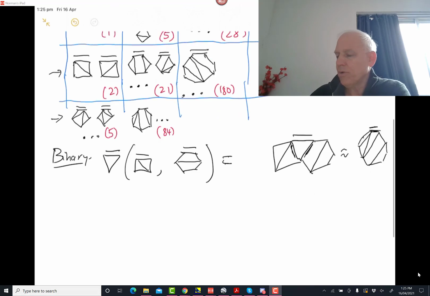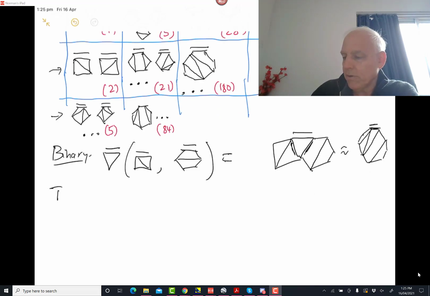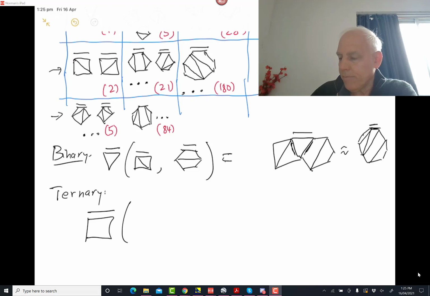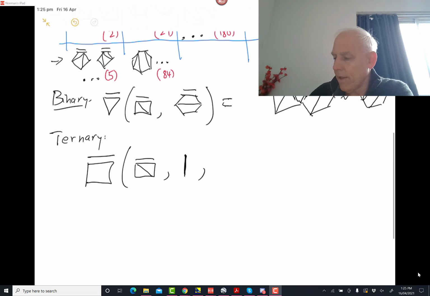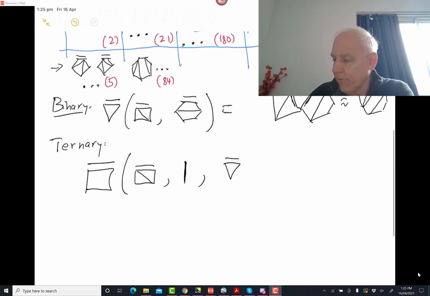Okay, and then there's also the ternary operation. Let's just review that one. Okay, so now we're calling it a square or quadrilateral. And okay, so maybe I'll take this one here, and maybe I'll just use the degenerate one just to make life a little bit easier. And over here, I'm going to put a triangle so I don't have to work too hard, okay? So I'm going to multiply those three things. So how do I do that?